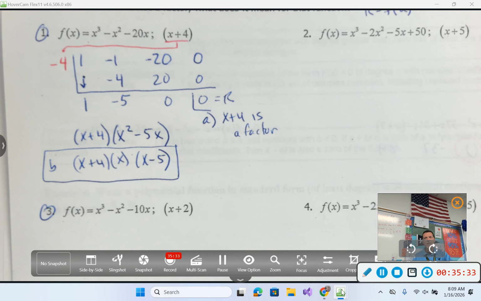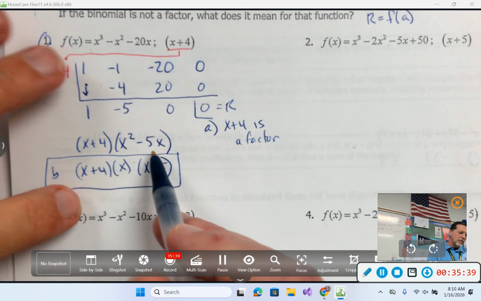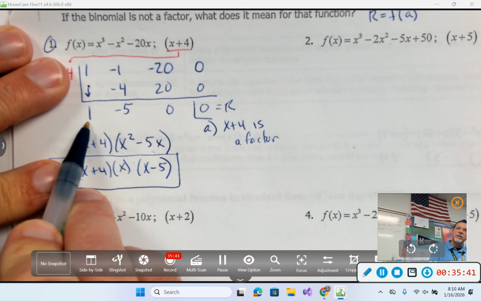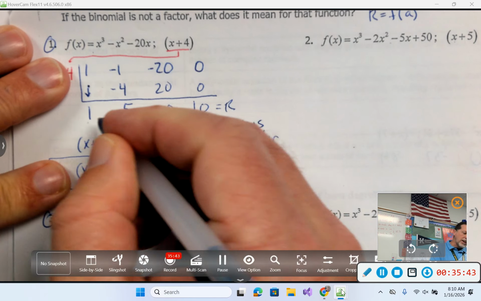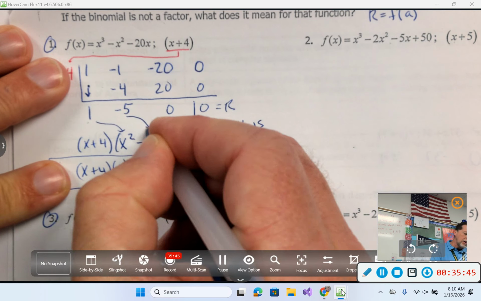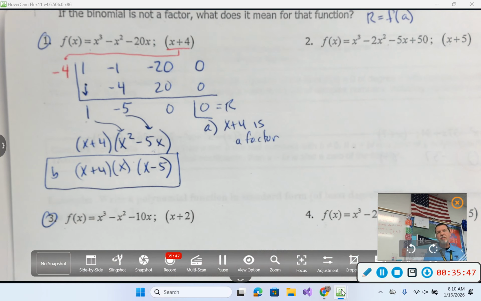Haley? The minus 5x? So I knew this one was x squared, and then I just start counting down from there. So that one's x squared, that one's x, and that one's a constant, so I just left it off.